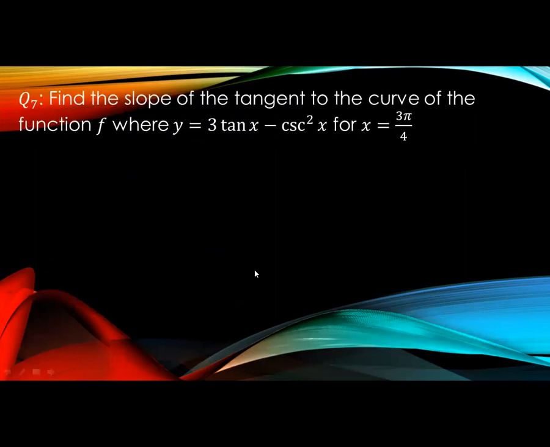Exercise number 7, find the slope of the tangent to the curve of the function f where y equals 3 tan x minus cosec square x for x equals 3 pi over 4.